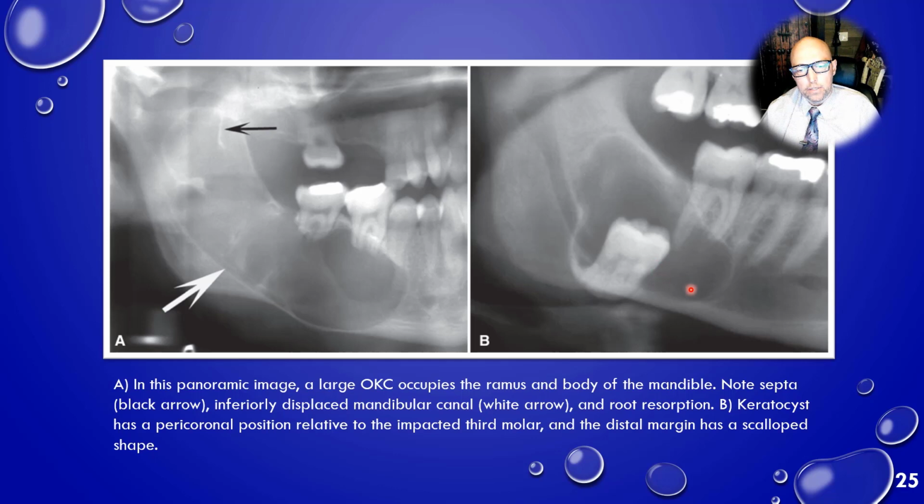Right here where my pointer is. It's the attachment of the border. It doesn't come right up to or just below the CEJ. The attachment looks like it's way down here on the roots of the teeth. And so when you see that, your dentigerous cyst is probably going to be lower on the differential, and you'll think more OKC, probably first on the differential, maybe ameloblastoma second, and maybe third your dentigerous cyst that would just happen to expand further and not show that typical attachment at the CEJ.